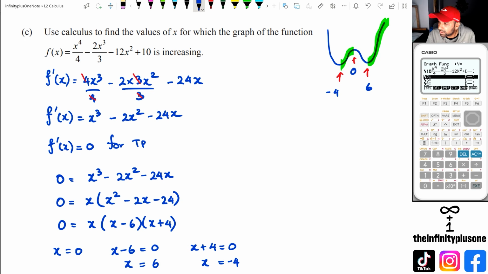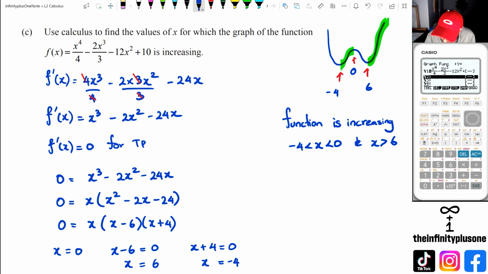And the parts where the gradient is positive is the green zone, and so you could say that the function is increasing between these two zones. So you can say the function is increasing for x between -4 and 0, and for x greater than positive 6. Alright, so looking at the answer schedule, derivative found and set equal to 0 is achieved. So right here is worth an achieved. X coordinates found is a merit.